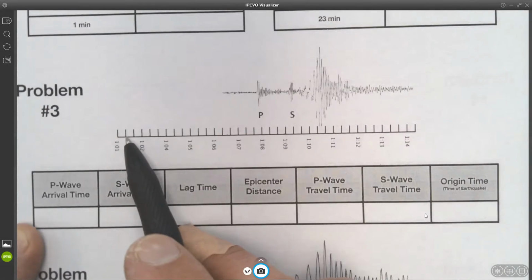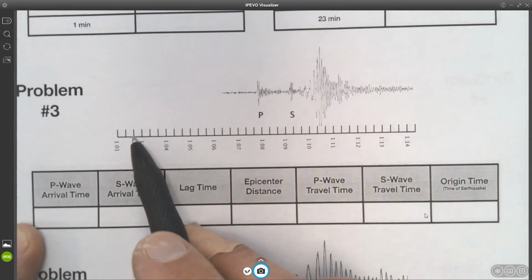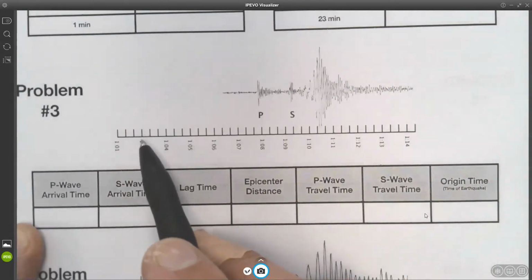In fact, they're 20 seconds. So this would be 101 and 20 seconds. This would be 101 and 40 seconds. And then this would be 101 and 60 seconds, which is just 102.